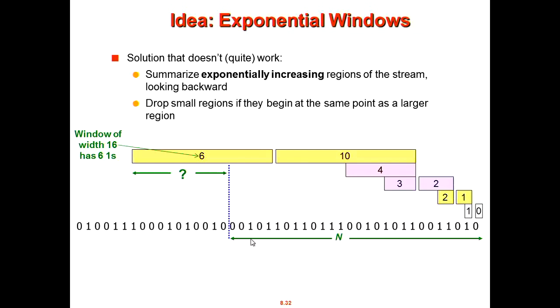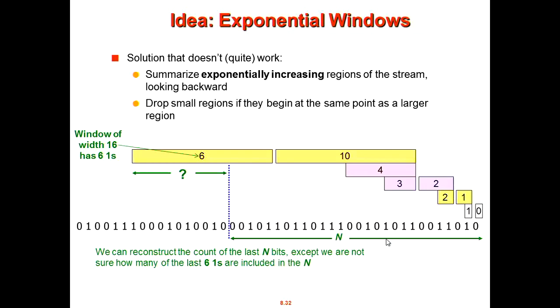So assume you want to know the number of ones in the n base. So n is here. You only have the information about these 16 bits. You only know that from this bit to here, we have 6 ones in this part, right? So the problem is that you do not know whether the 6 ones are here or here. You have no information about that. So this causes a problem.